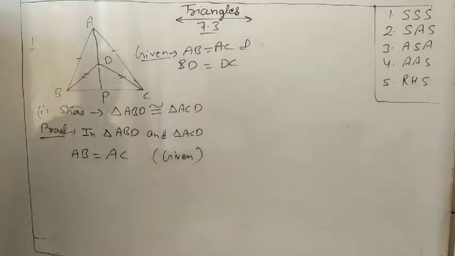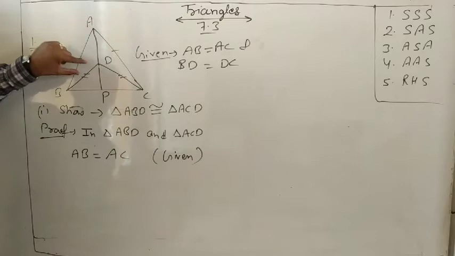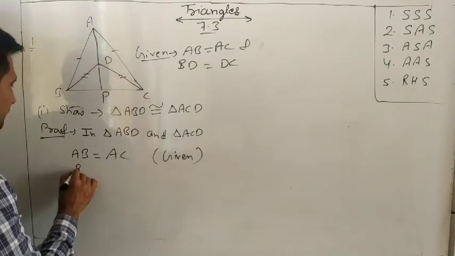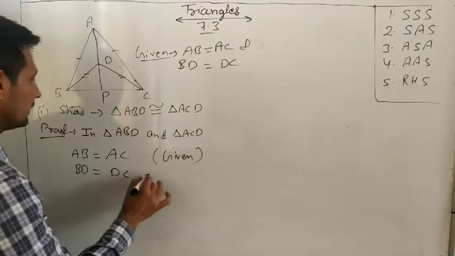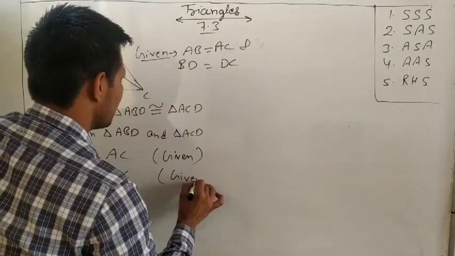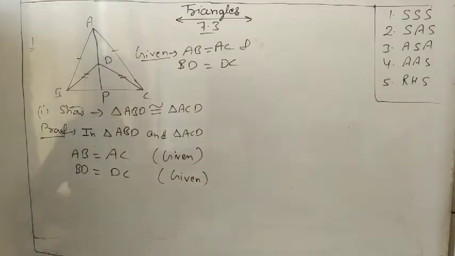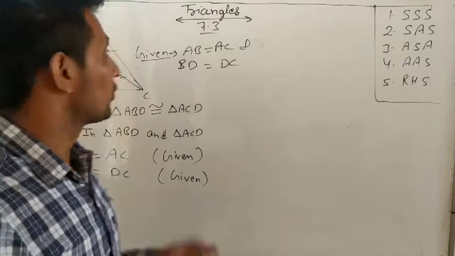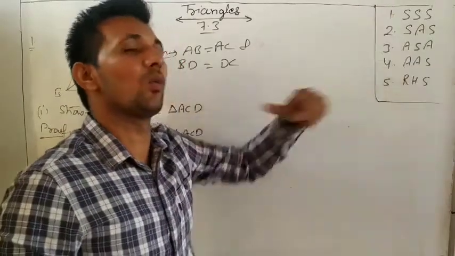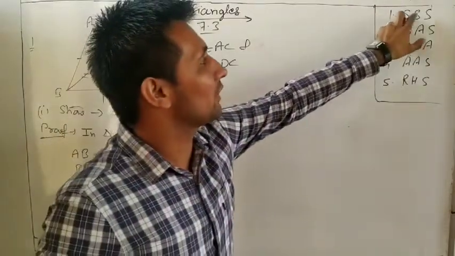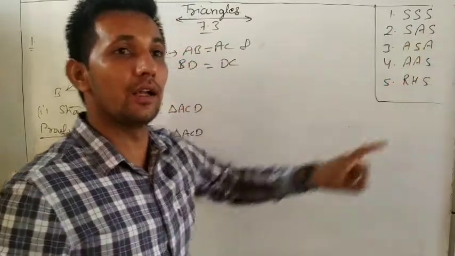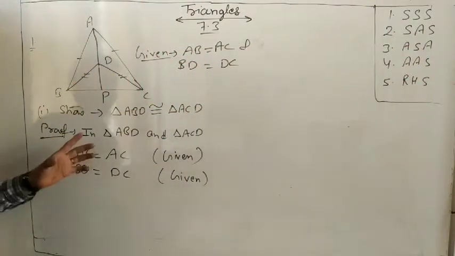Next, BD equal to DC. Why? It is also given. Now one more, which one? Two sides we have already proved. Now either one side or one angle remains. So we will check it.